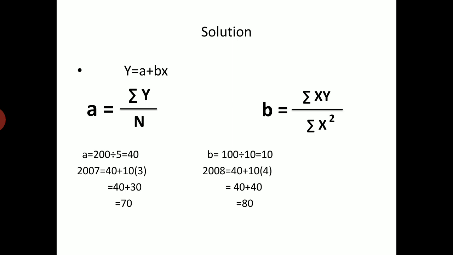B value is 10, a value is 40. Forecast the 2008 value. 2008 equals 40 plus 10 into the time deviation, which is 2008 minus 2004, equal to 4. So 40 plus 10 fours are 40. 40 plus 40 equals 80. 2007 value is 70, 2008 value is 80.